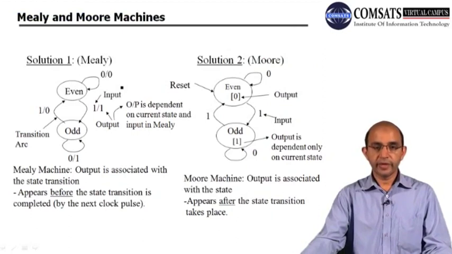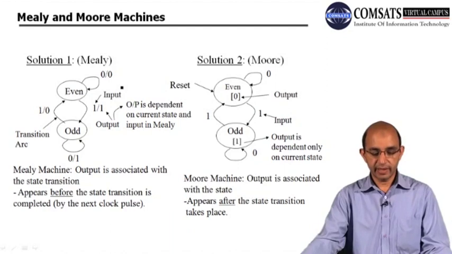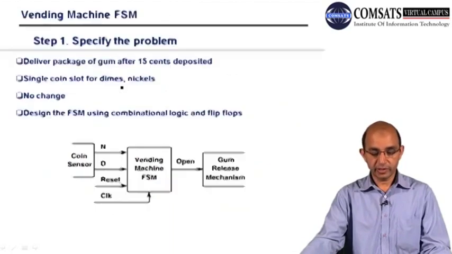Now we can also have two different types of machines, the Mealy and Moore machines. In the Mealy machine, as we have already discussed, output is a function of current state and input. In the Moore machine, output is a function of current state only. This is the key difference between these two types of machines.